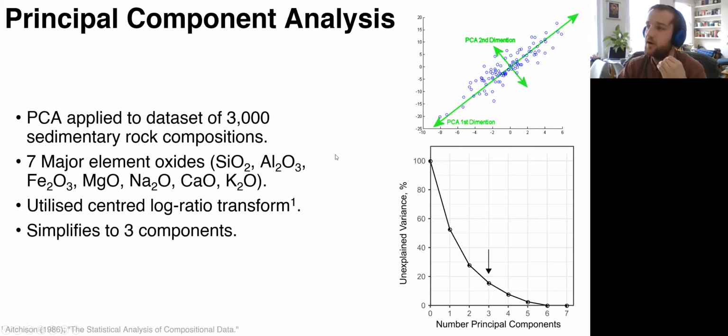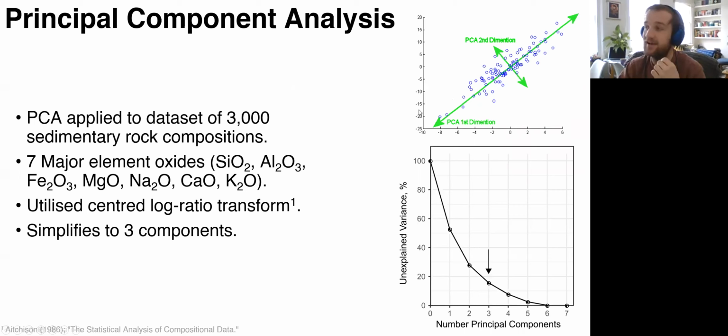So we compile these 3,000 compositions of 7 elements, but the problem is that's quite difficult to interpret. 7 dimensions is pretty challenging to understand just intuitively. So to try and summarize that, we use principal component analysis. I'm sure many of you are well aware of principal component analysis, but I've incorporated this very simple explainer just here to summarize what it is.